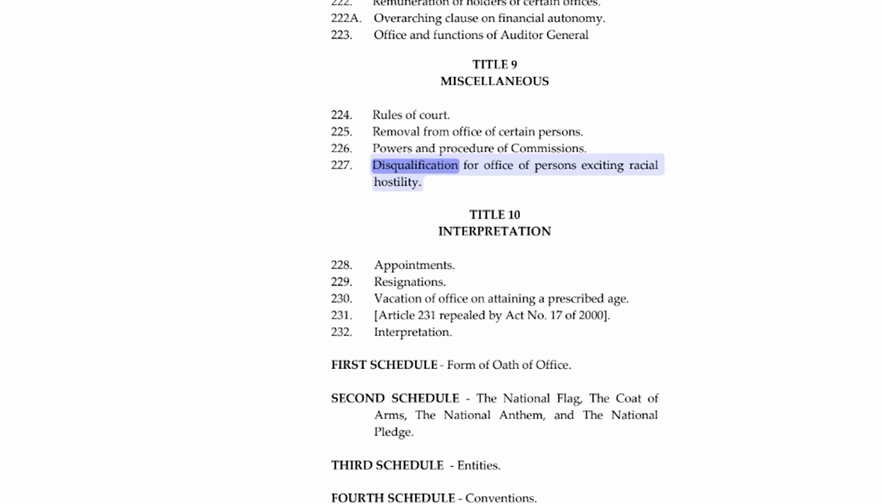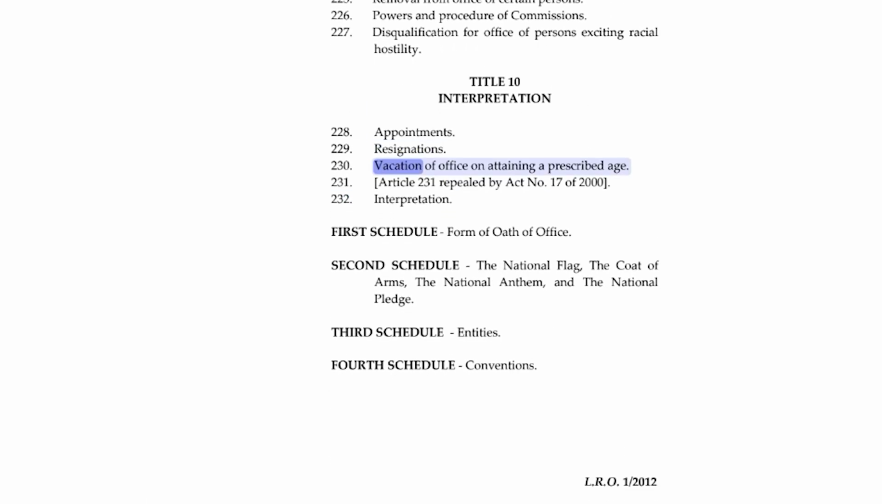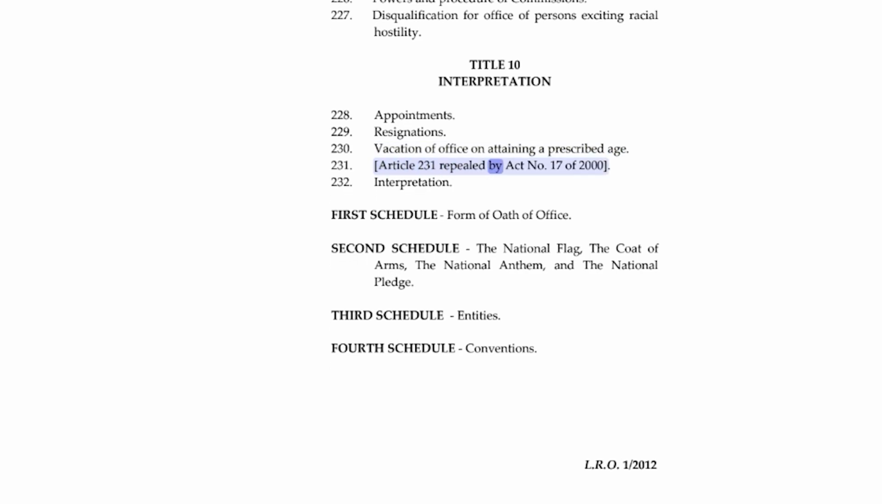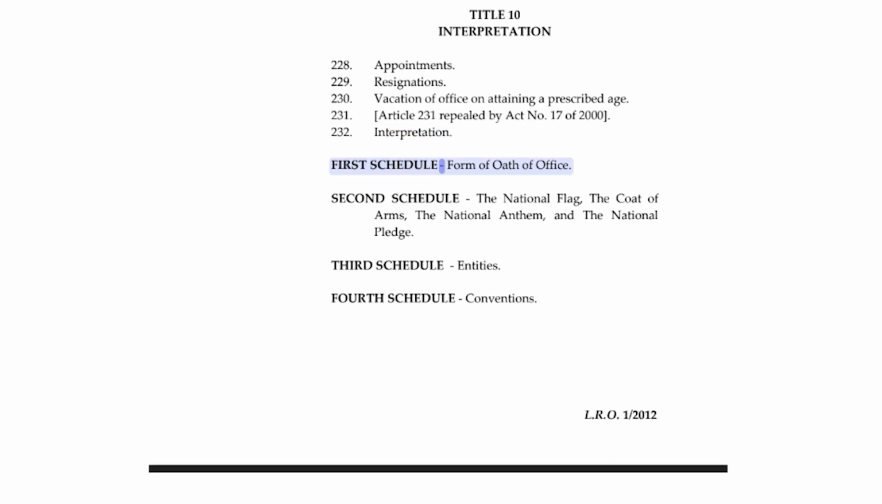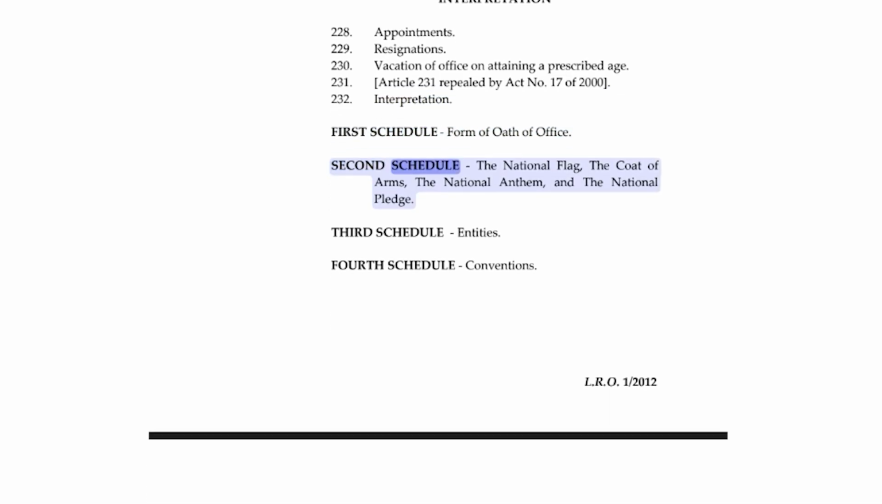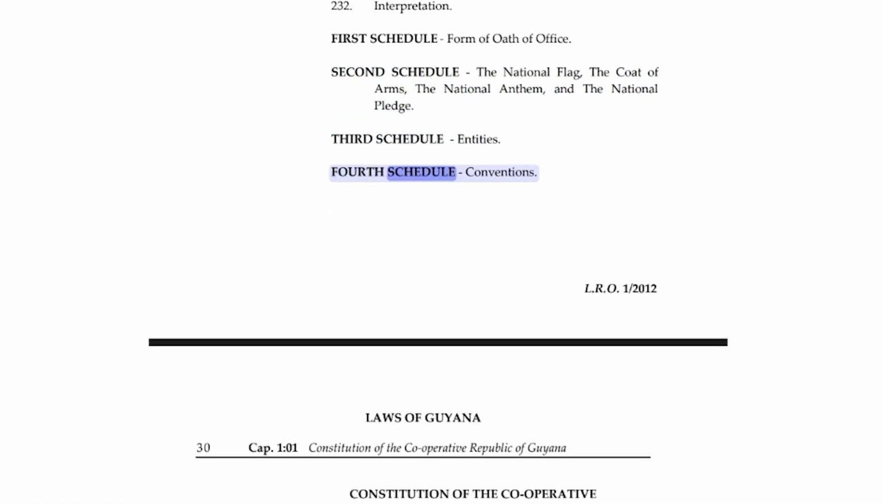227. Disqualification for office of persons exciting racial hostility. Title 10: Interpretation, Appointments, Resignations, Vacation of office on attaining a prescribed age. Article 231 repealed by Act No. 17 of 2000. Interpretation. First Schedule: Form of Oath of Office. Second Schedule: the National Flag, the Coat of Arms, the National Anthem and the National Pledge. Third Schedule: Entities. Fourth Schedule: Conventions.